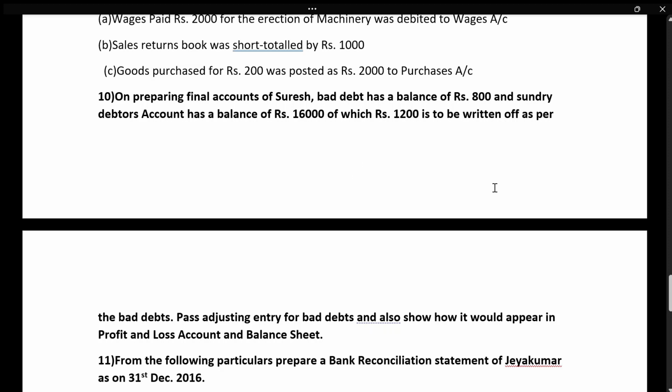Okay, start from that balance of bad debts and add further bad debts 1200. So total is 2000. And in the balance sheet you have to write on the asset side debtors account, debtors 16,000 in the inner column, and less the new bad debts, the further bad debts 1200, and the remaining 14,800 you have to show in the outer column.